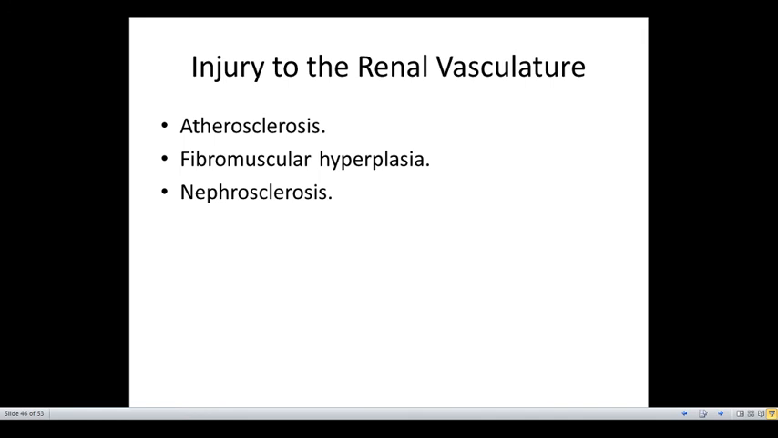The most important of these vascular lesions are due to atherosclerosis, fibromuscular hyperplasia, and nephrosclerosis. Out of these, benign nephrosclerosis is the most common form of kidney disease. It occurs in the smaller interlobular arteries and in the afferent arterioles of the kidney.